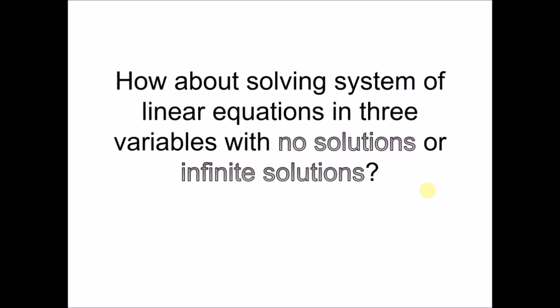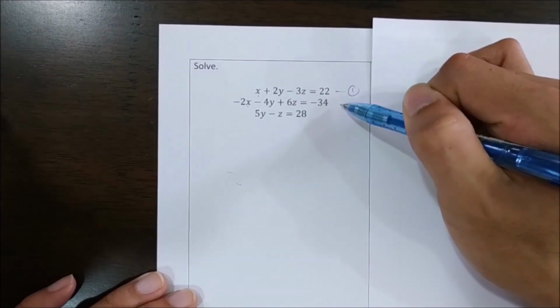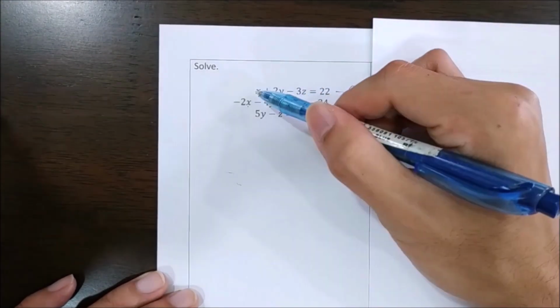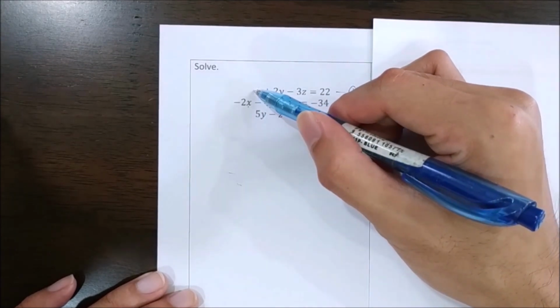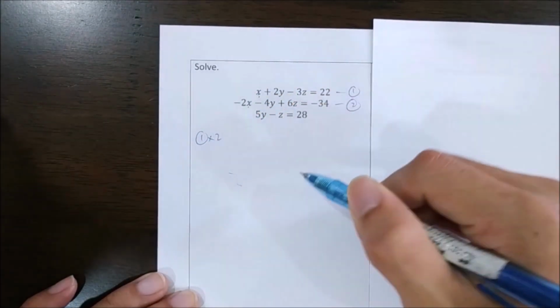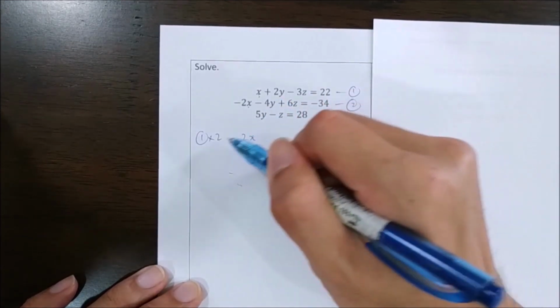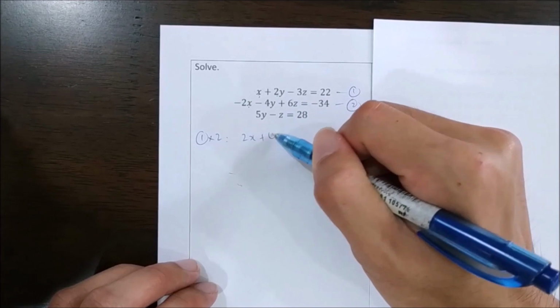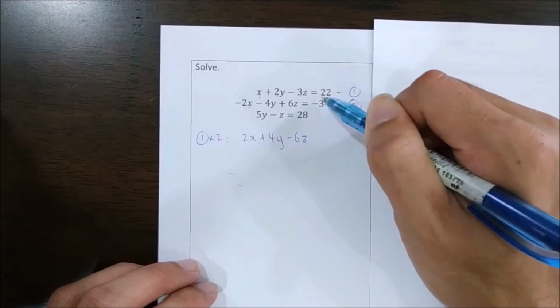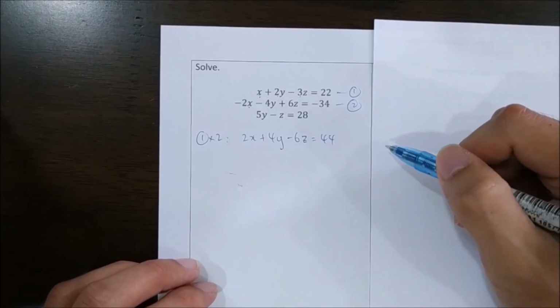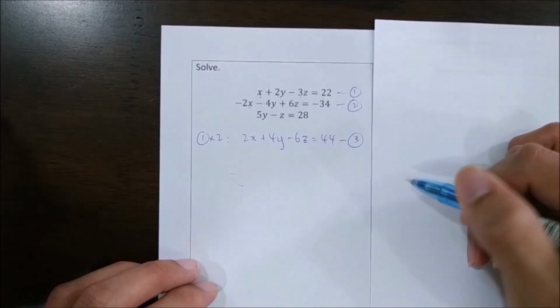So from the previous part, we found one solution for the given system of linear equations. So how about solving a system of linear equations in 3 variables when there is no solution or when there are infinite solutions? Let me show you. Now here we have the 3 equations, labelled as equation 1 and 2. We try to use the elimination method to get rid of the variable x. So we let equation 1 times 2 so that it has a coefficient of 2, becomes 4y minus 6z equals 44. We then label this as equation number 3.